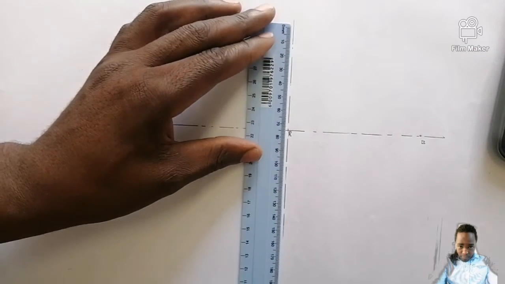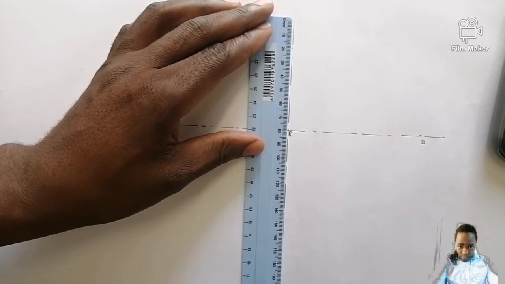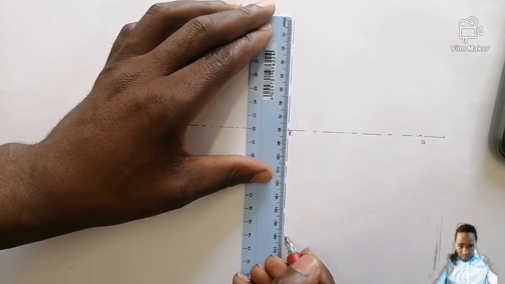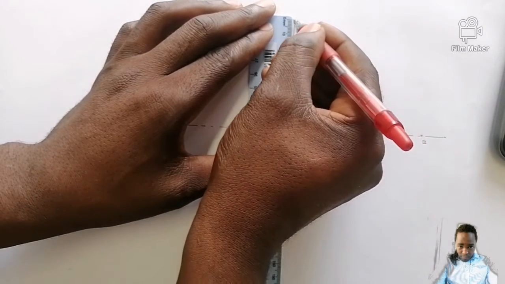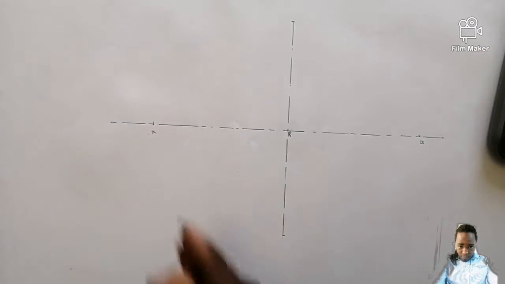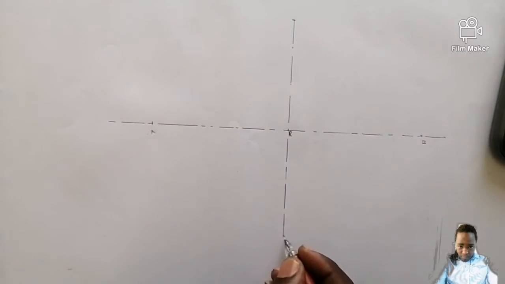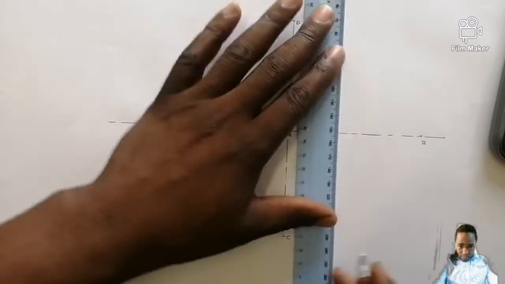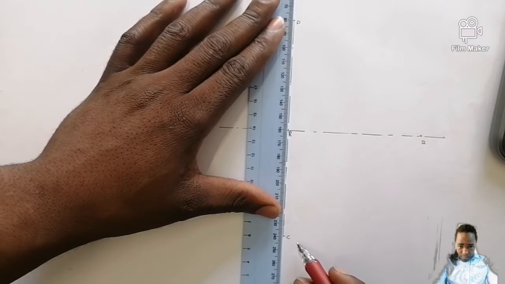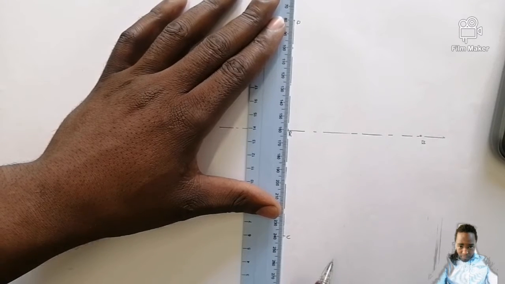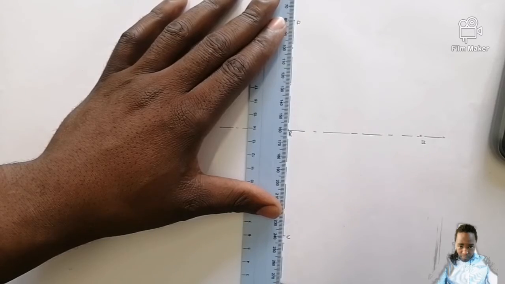Now I come and say, where's my 80? It is this one. So I mark 80 up and 80 down. So this is A, B, C and D. Let me further extend my vertical center line just a little bit.